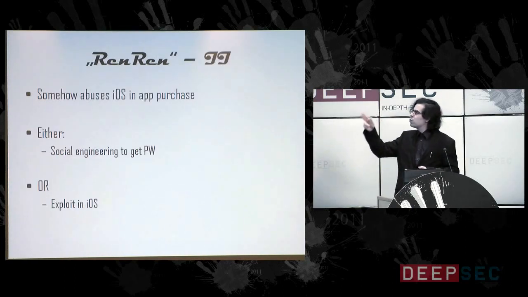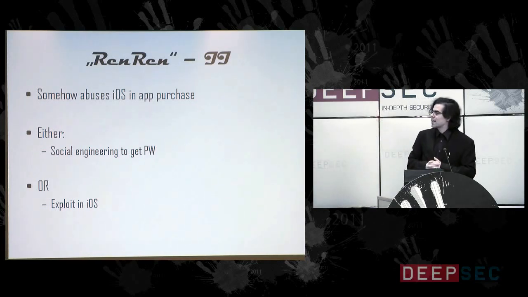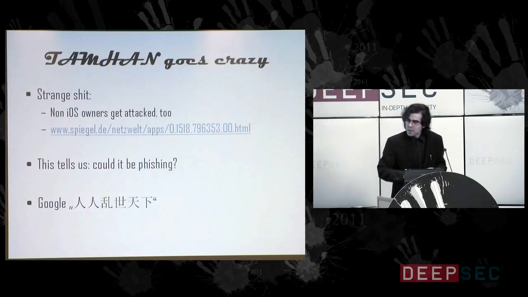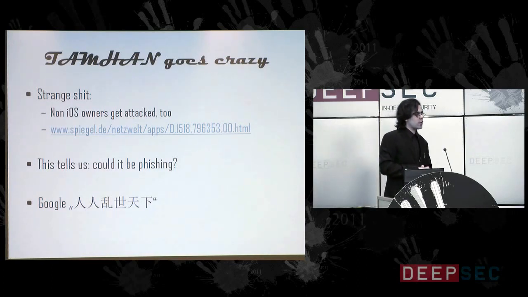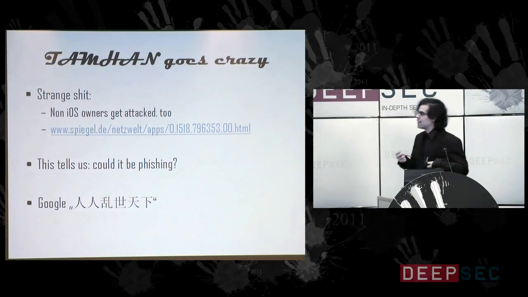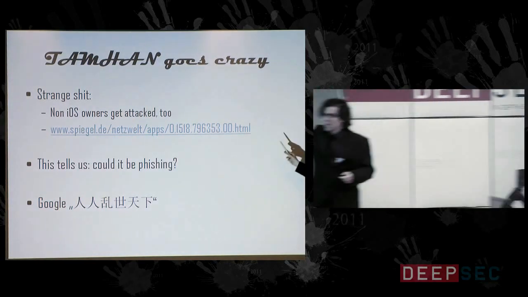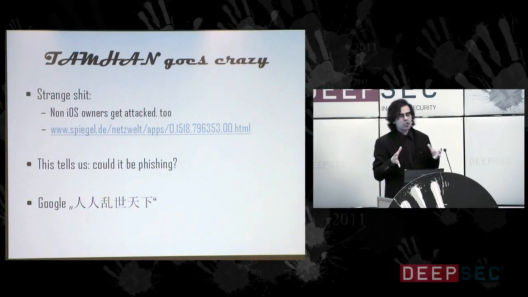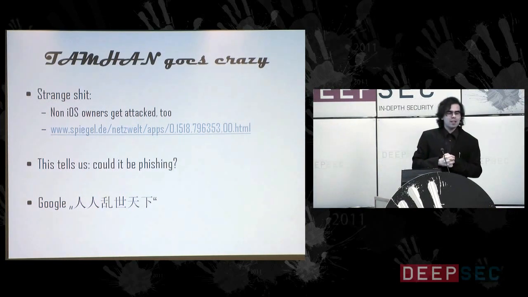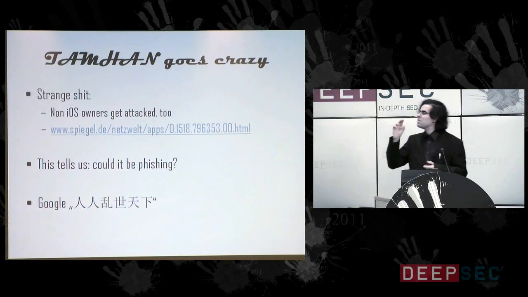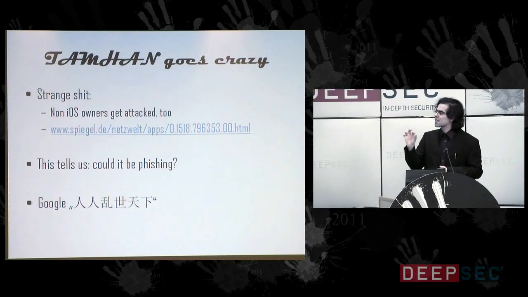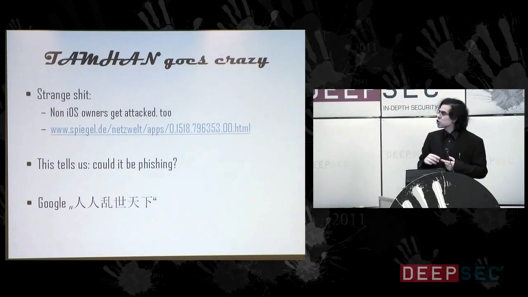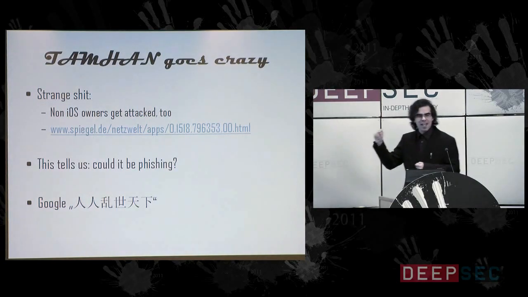And as I already said, there are two ways. Either it can be social engineering to get the password, or it can be an exploit in iOS. But me not being paid, I decided to do some research on my own. And the first thing I did was I figured out this thing. Der Spiegel, it's a German newspaper. It is not particularly reliable, but on tech, they are one magnitude better than the New York Times. And so I said, one can believe them to some extent. And they gave us some good information. First of all, that non-iOS owners get attacked also. So this tells it could be phishing. And secondarily, they gave us this string.